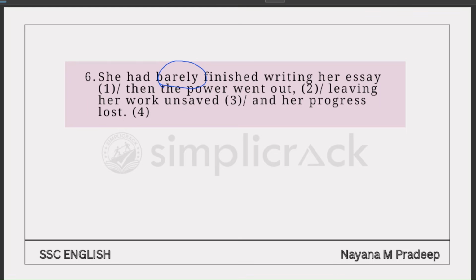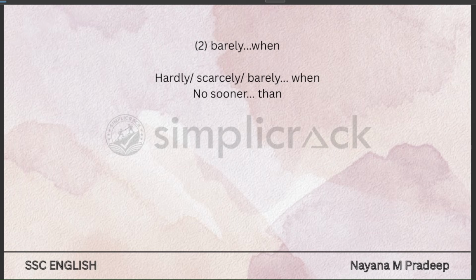And you know that along with adverbs like hardly, barely, scarcely, rarely, we always use the word when. Okay, so this is wrong. It is not then, it is when. So she had barely finished writing her essay when the power went out. So along with barely, hardly, scarcely, rarely, etc., you use the conjunction.